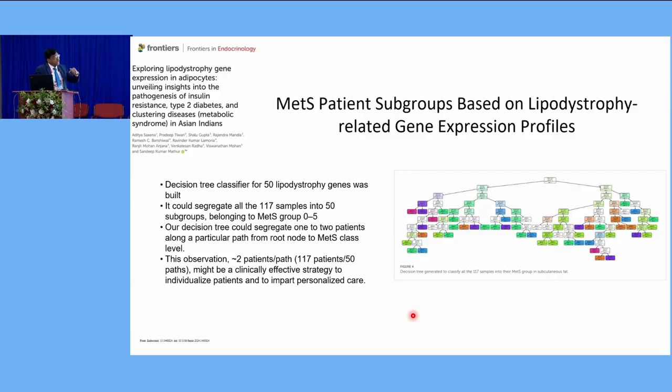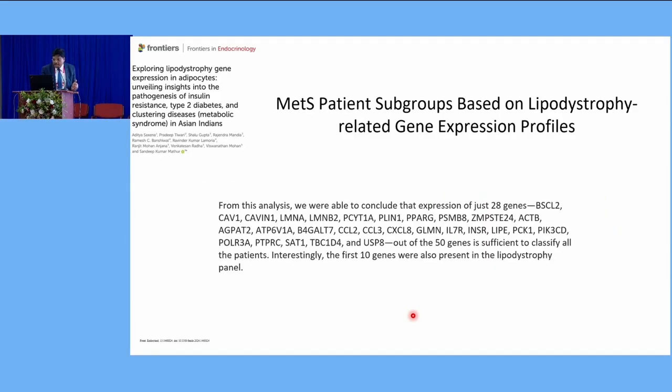The other way around, severity of metabolic syndrome in an individual, or occurrence of metabolic syndrome or dysmetabolism, can be explained on the basis of expression of just 50 lipodystrophy genes. That means such a complex trait is narrowed down functionally to only 50 gene permutation combinations of expression in adipose tissue. From this analysis, we were able to conclude that expression of just 28 genes out of these 150 genes is sufficient to classify all patients.